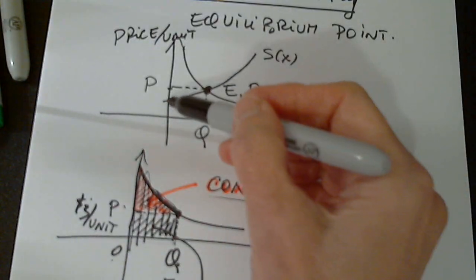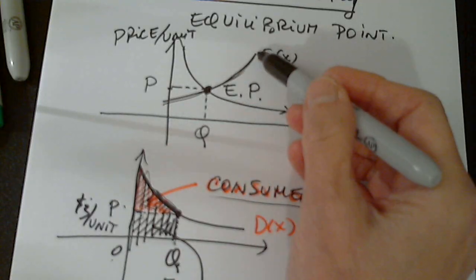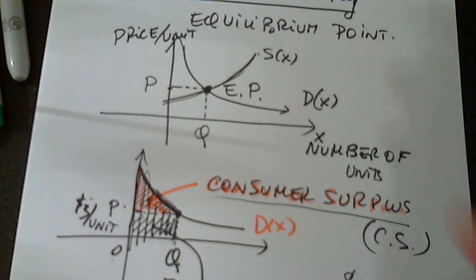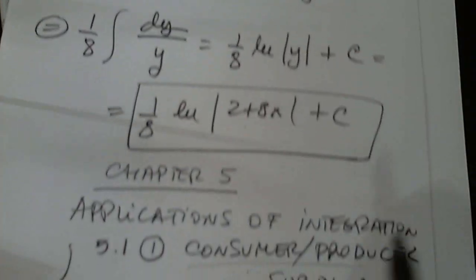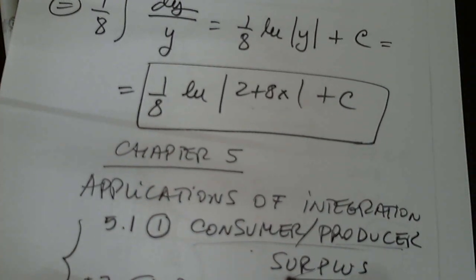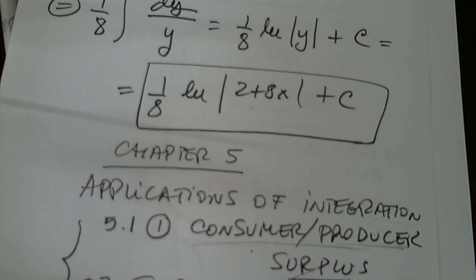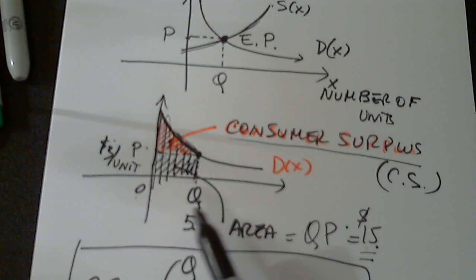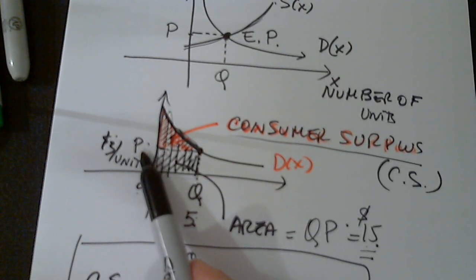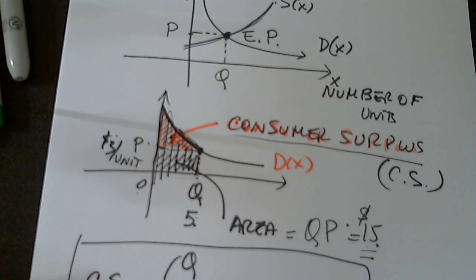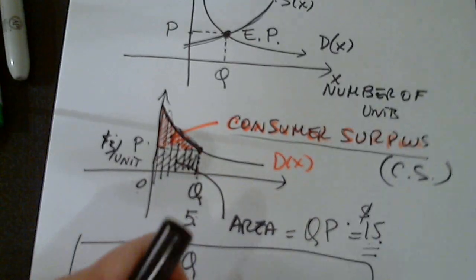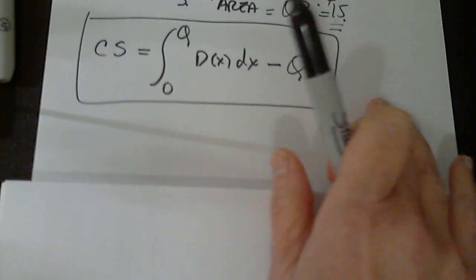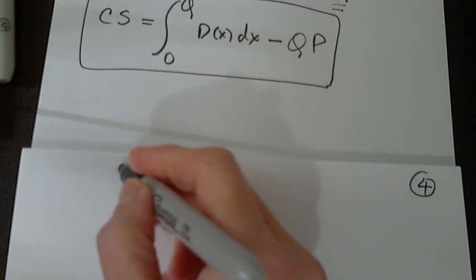Okay, so let's continue now with the supply curve, and let's see what the producer surplus is. They also get some extra from selling us 5 units at $3 per unit. So let's see what happens there. Okay. Stop me anytime if you have questions, please. Okay.